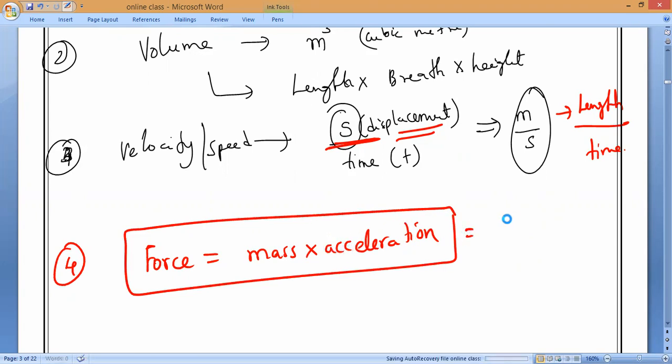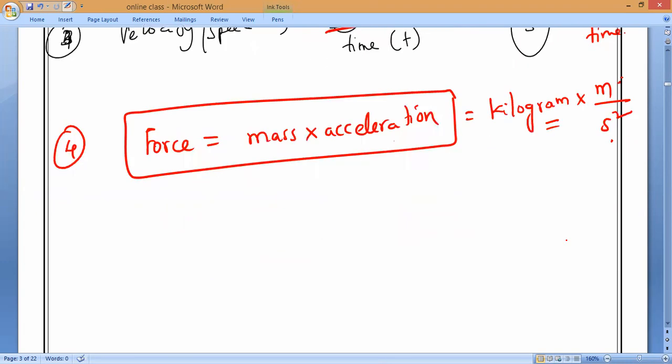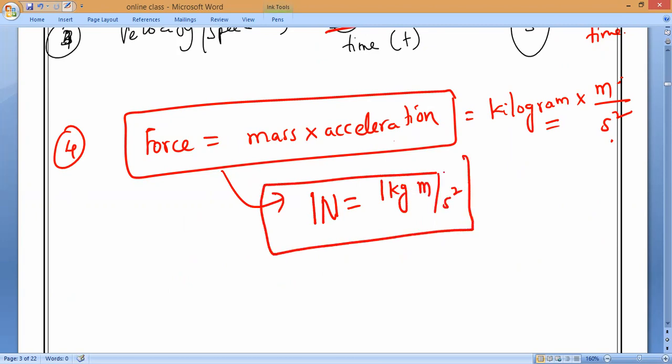Now, as we all know, what is the unit of mass? Kilogram, into what is the unit of acceleration? Meter per second square. So how many physical quantities is it dependent on? It is dependent on time, mass, and length. Keep that in mind. 1 Newton is the SI unit of force. 1 Newton is equal to 1 kilogram meter per second square.